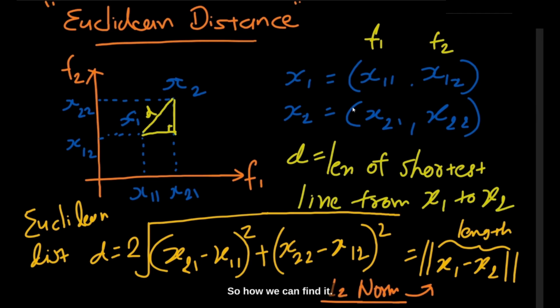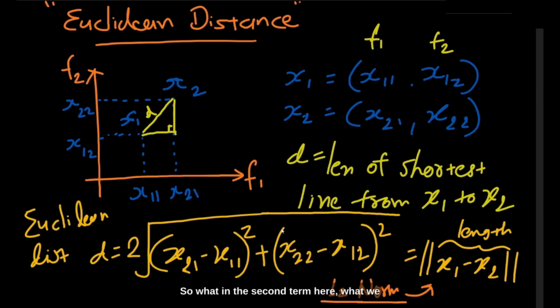So how can we find it? The Euclidean distance d is nothing but the square root of x21 minus x11. So what we do is we subtract x11 from x21, which is nothing but this distance. So we will find this distance, and then we will add the square of x22 minus x12, and we'll be taking the square of them.